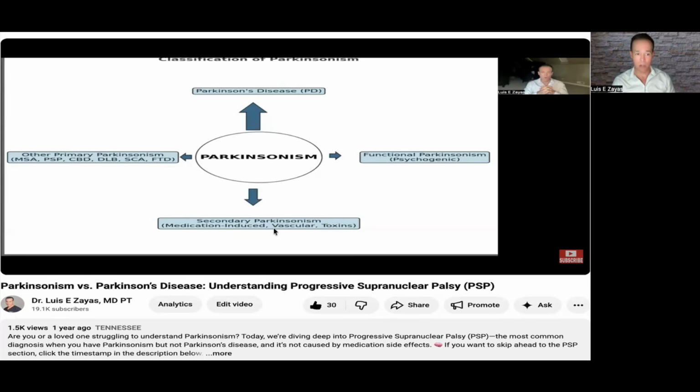And you have the secondary causes, which means that medication-induced, vascular, and toxins might cause that. Even NPH. The diagnosis of NPH is very difficult because pure NPH is very, very rare, but exists.